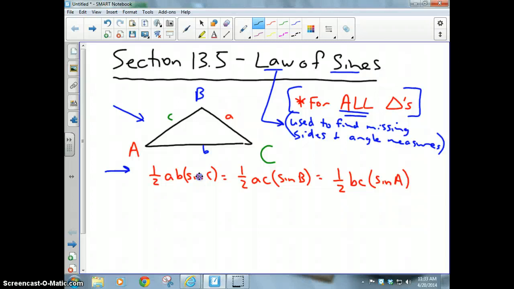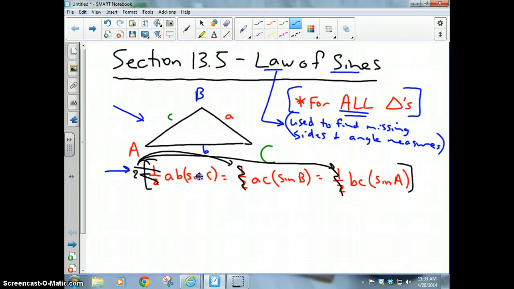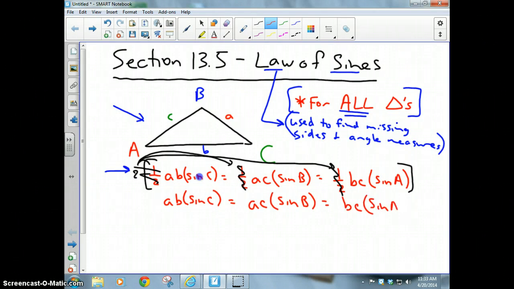Now, to derive the law of sines, I'm going to do two steps. Very simply, I'm going to times the entire equation by 2. So I'm going to distribute the 2 to each part of my equation. What that's going to do basically is cancel out the halves. So when I times by 2, the halves will go away, and I'm left with AB sine of C is equal to AC sine of B, which is equal to BC times the sine of A.